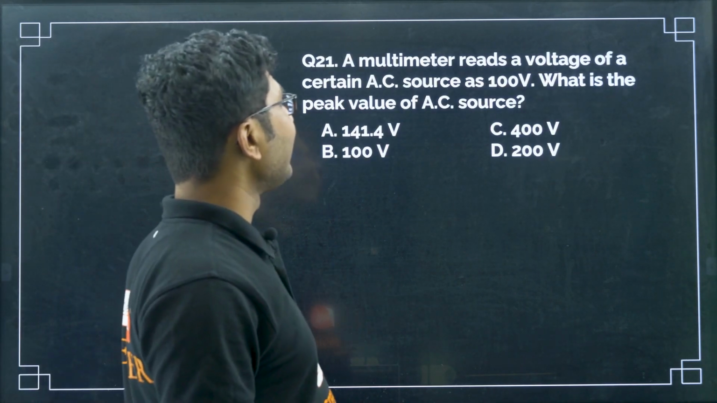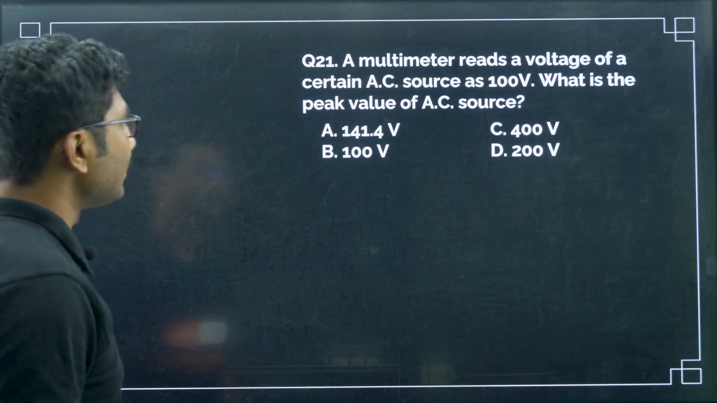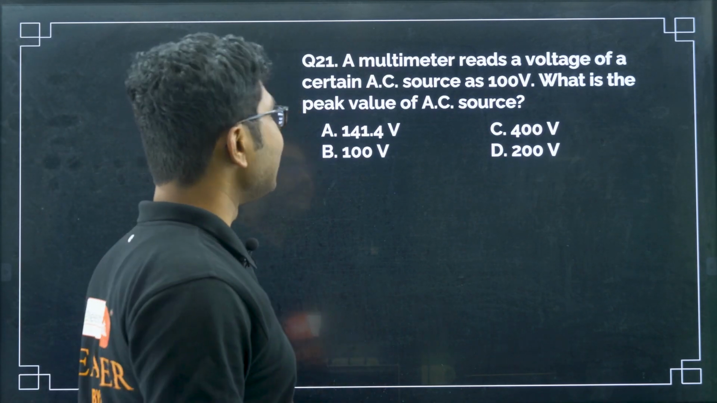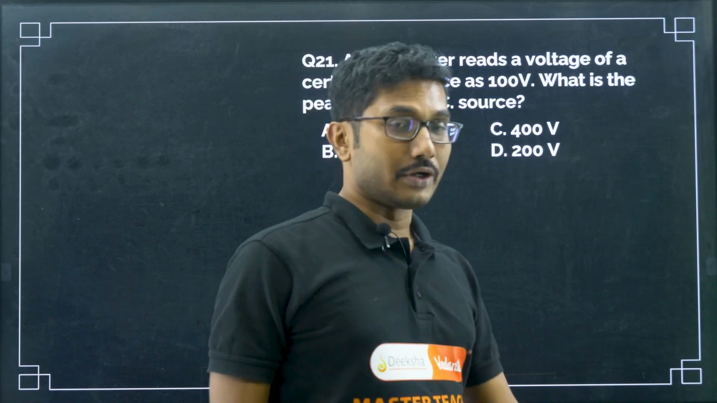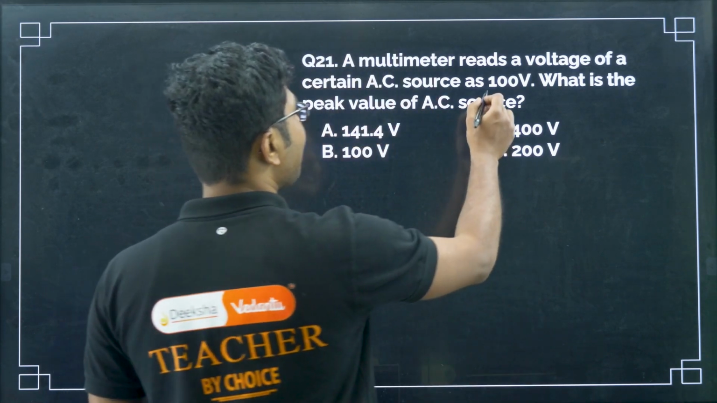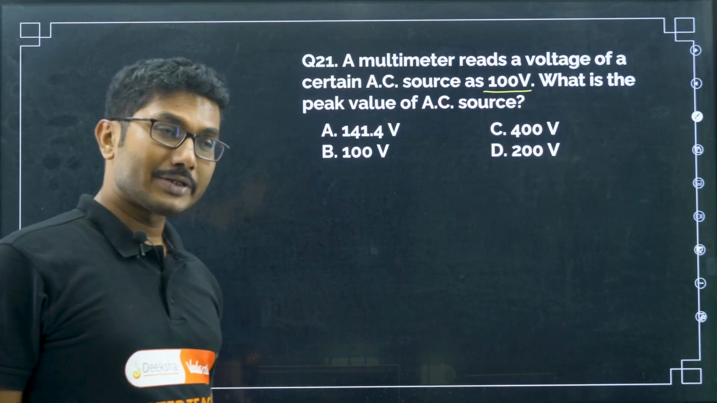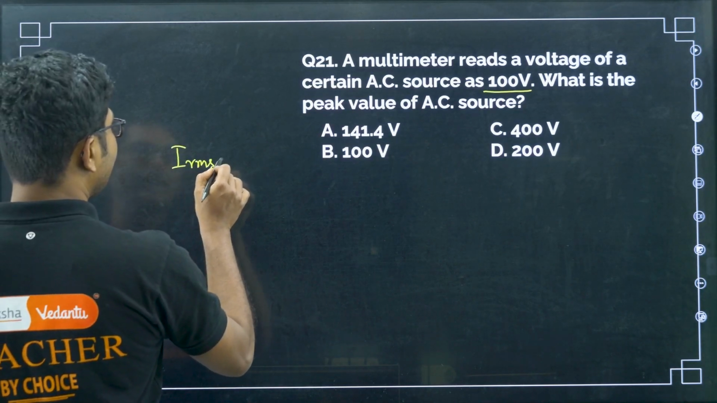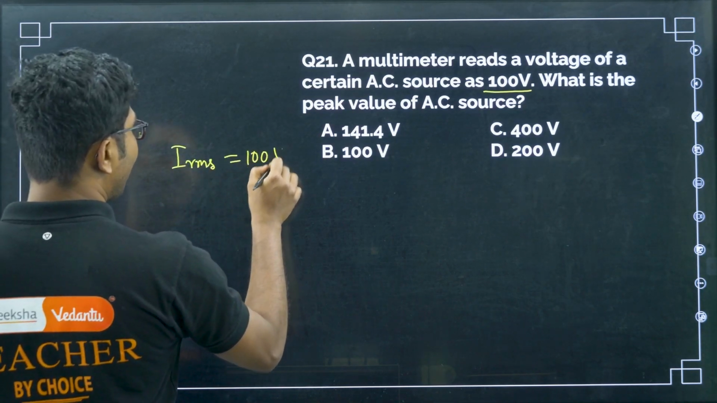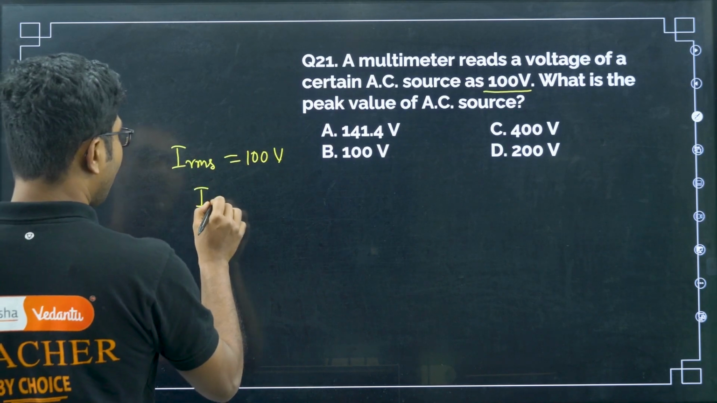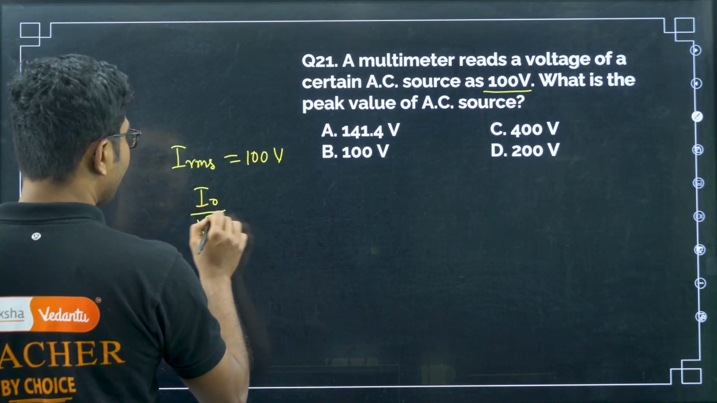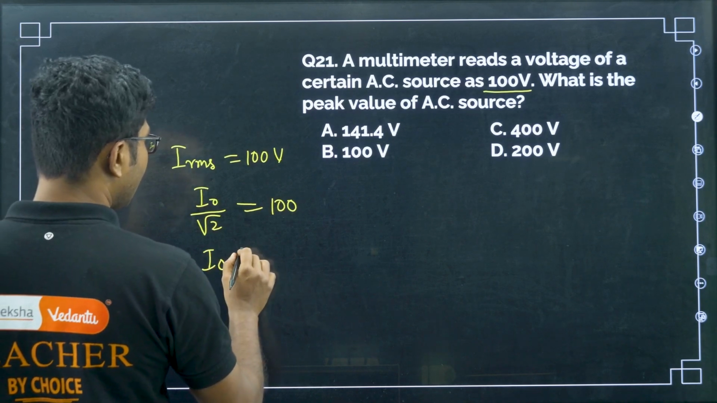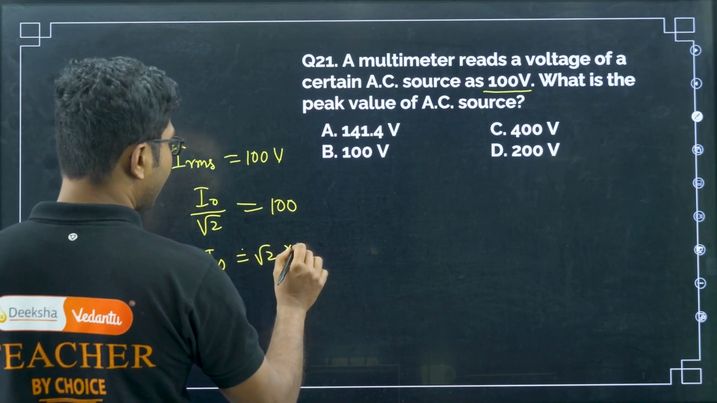A multimeter reads the voltage of certain AC source as 100 volt. What is the peak value of the AC source? So, multimeter reads the voltage of 100 volt means multimeter always reads the RMS value. So, IRMS is basically 100 volts. Okay, what is the peak value? If peak value is I naught, then we know that I naught by root 2 is the IRMS, that is 100 volt. So, I naught will be root 2 times 100.